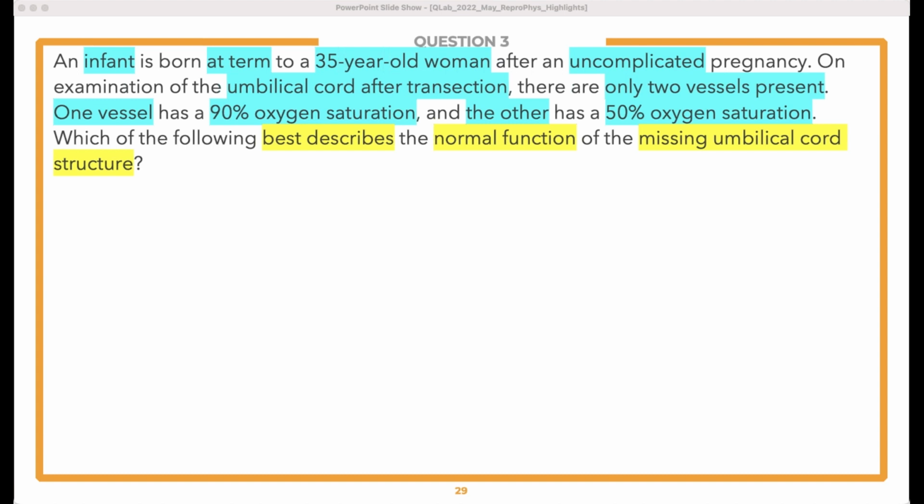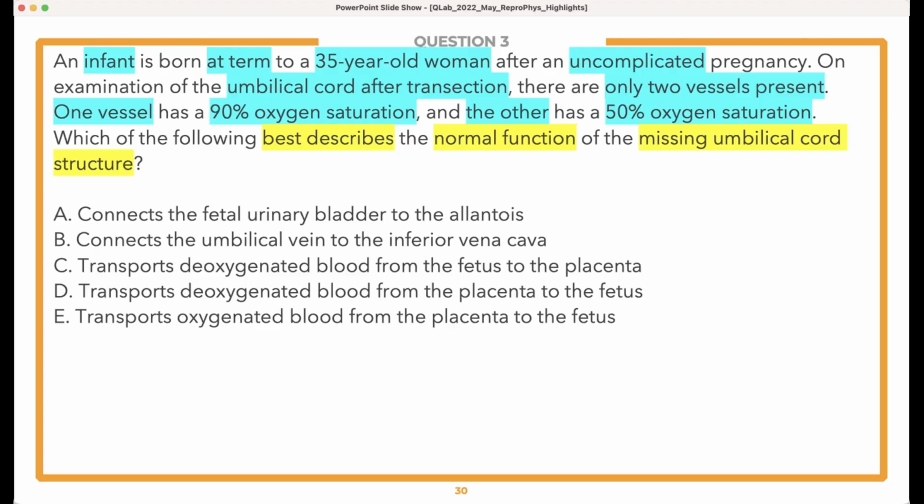First, we've got to figure out what the missing umbilical cord structure is, and second, what the normal function of that structure is. So let's take a look at those answer choices. And what we see here are 5 choices once again. Once again, we will start at the bottom and work our way up to the top.